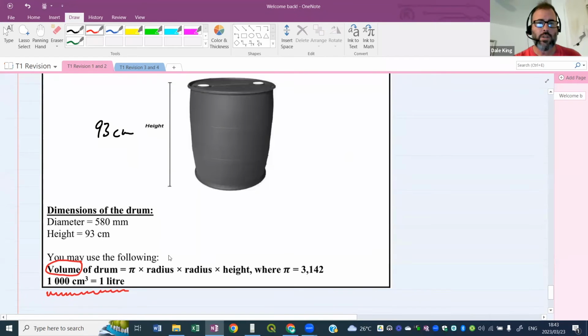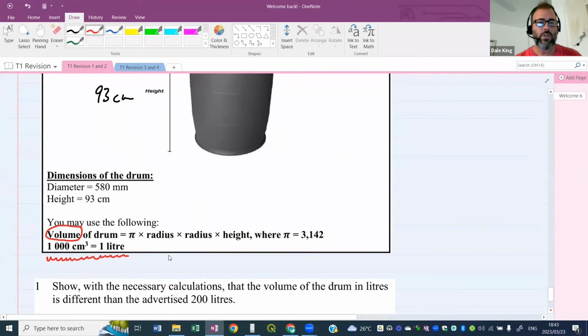All right, here comes the question. Show with necessary calculations that the volume of the drum in liters is actually different to what is advertised here. So check the volume of the drum in liters and see if it is 200 liters. Now, the dimensions are over here. They were on the diagram. They're also written over there. You've got a formula. All right. Let's see how you guys do with this one.